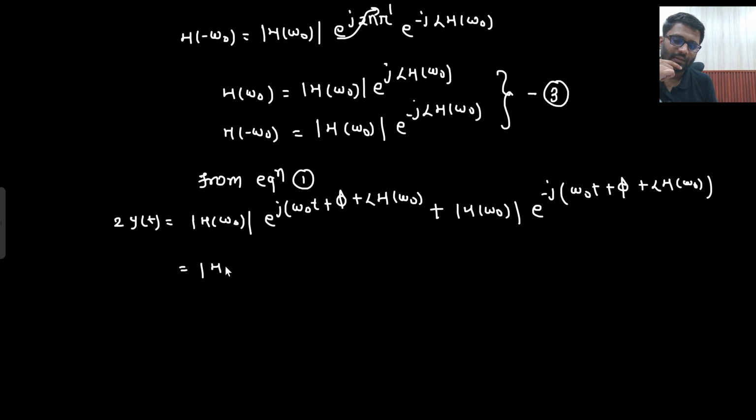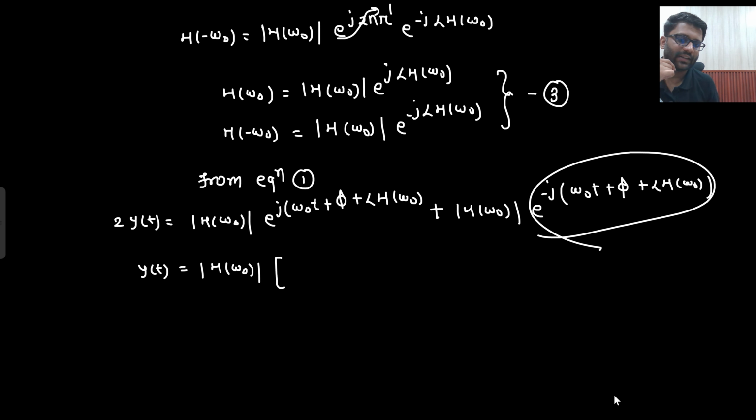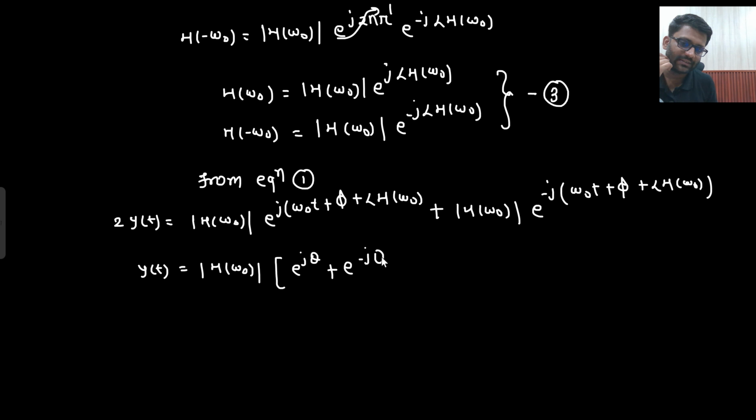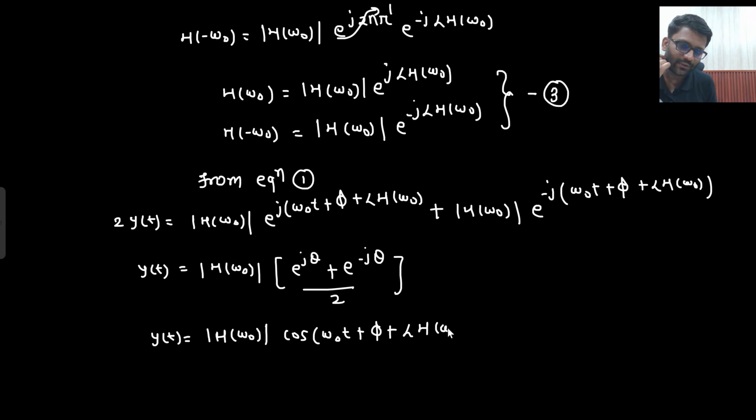So what you can see here, if I take mod of h of omega naught common, then this 2 I am taking downward, divided by 2. What I can see, e to the power j theta plus e to the power minus j theta divided by 2, where theta is omega naught t plus phi plus angle of h of omega naught. So what you are getting as your y(t) is mod of h of omega naught cos(omega naught t plus phi plus angle of h of omega naught). There you go. This is your y(t).